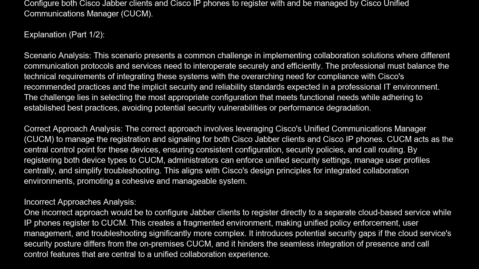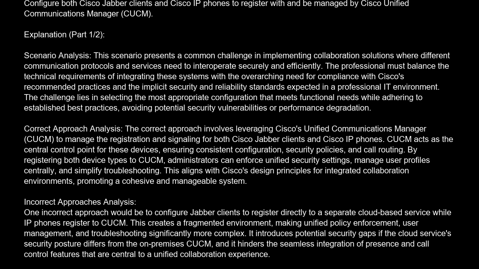Correct approach analysis. The correct approach involves leveraging Cisco's Unified Communications Manager, CUCM, to manage the registration and signaling for both Cisco Jabber clients and Cisco IP phones. CUCM acts as the central control point for these devices, ensuring consistent configuration, security policies, and call routing. By registering both device types to CUCM, administrators can enforce unified security settings, manage user profiles centrally, and simplify troubleshooting. This aligns with Cisco's design principles for integrated collaboration environments, promoting a cohesive and manageable system.